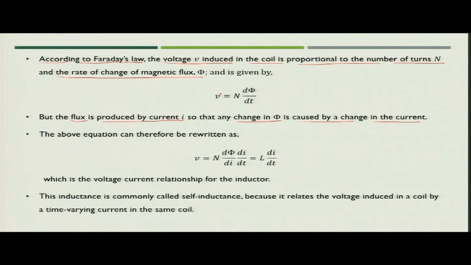So, this equation we can rearrange and write as v equal to N d phi by di multiplied by di by dt. Now, this component is nothing but the inductance L. So, we can write v is nothing but L di by dt. This equation tells the voltage-current relationship for the inductor. This inductance is commonly called self inductance, because it relates the voltage induced in a coil by a time varying current in the same coil.